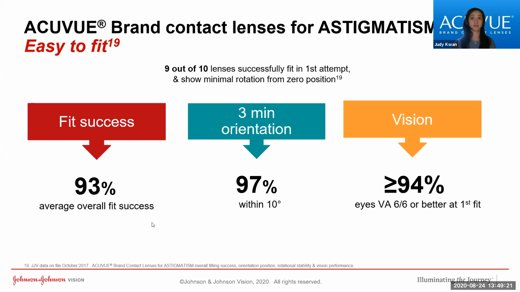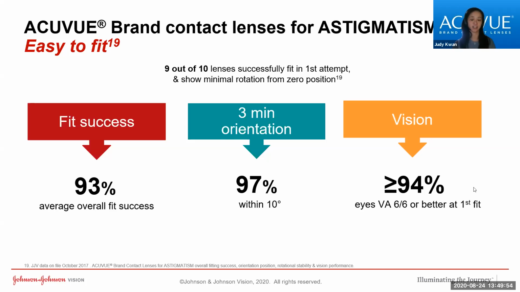In terms of success, we are able to successfully fit 93% of our contact lens, whereas in astigmatism correction, it settles within 3 minutes or less in 97% of our cases. So 3 minutes or less, most likely attributed to our eyelid stabilized design. And in terms of vision, able to get better than or equal to 6/6 vision in 94% of the cases that were fitted.